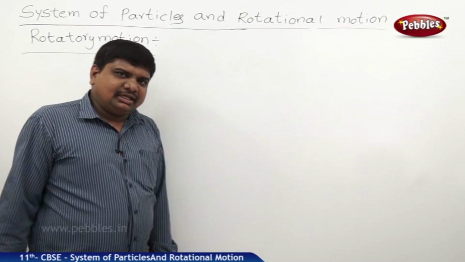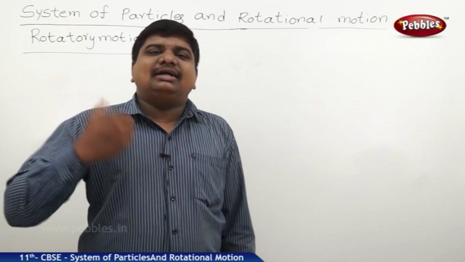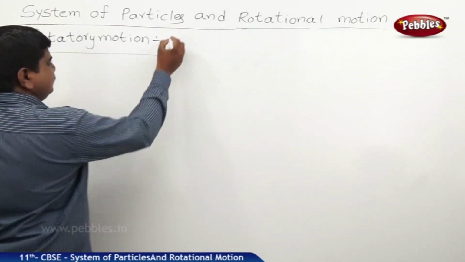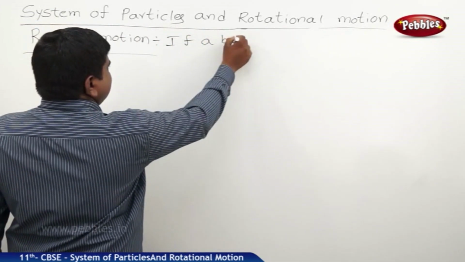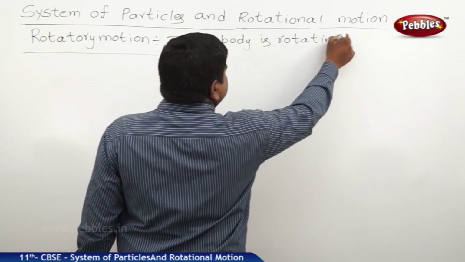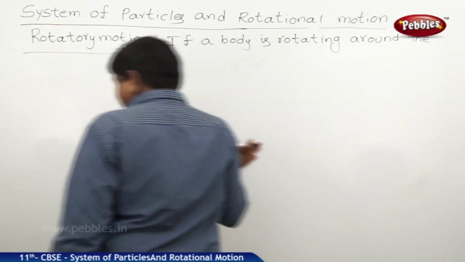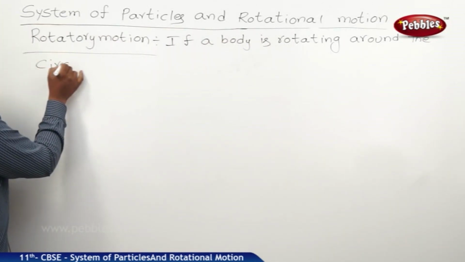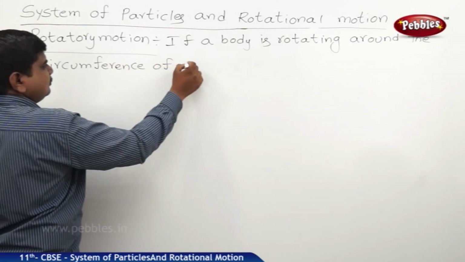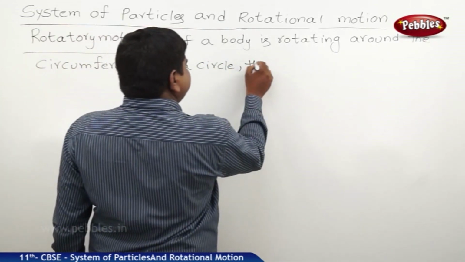In case of rotatory motion, all paths are not circular. When a body is rotating around the circumference of a circle, then it is called circular motion.